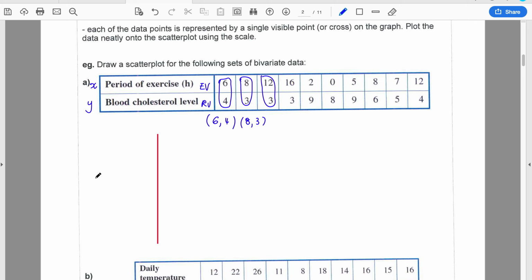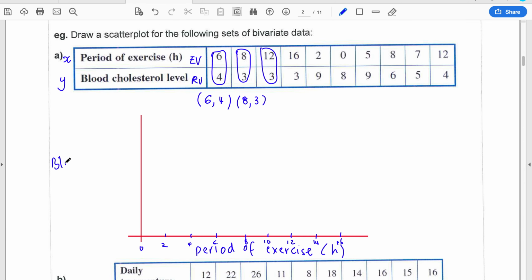Blood cholesterol. And from here we don't have a minimum of 0, but we may as well, we've got low numbers here, the lowest being 3. So we can leave this 0 here, start from 0, and go up to 9. If you've got space, you could just go up to 10 instead. So let's go 10, and then halfway would be 5, and then 1, 2, 3, 4, 6, 7, 8, 9. So you can label that appropriately, like I've done.